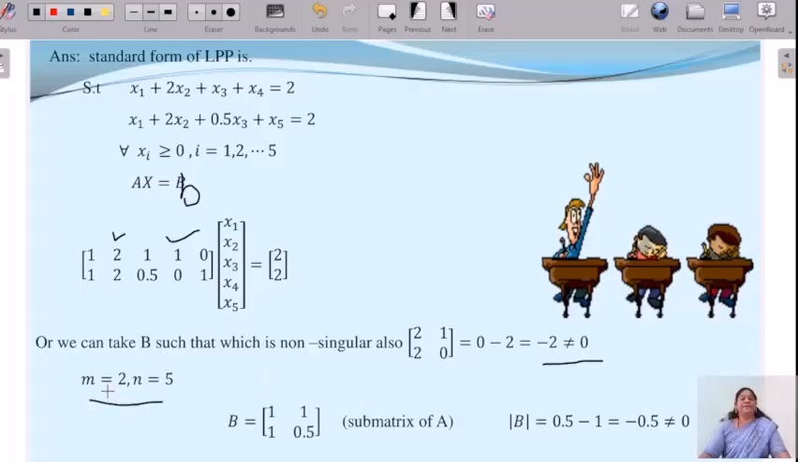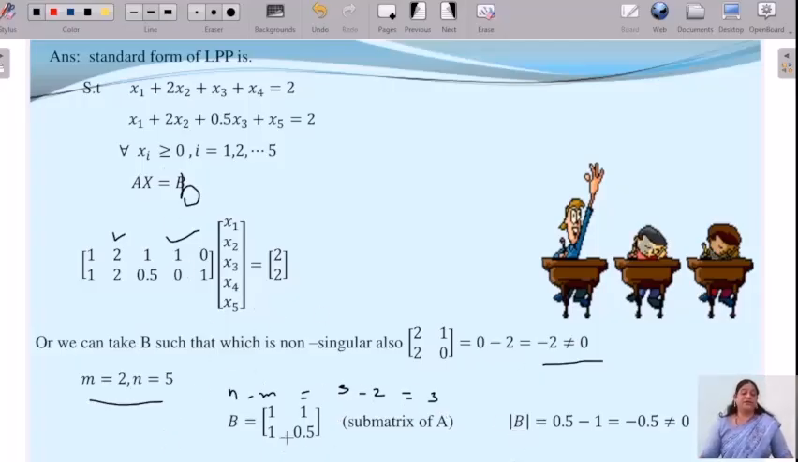Now our m is 2, n is 5, the number of unknowns is 5, and the number of constraints is 2. Therefore we set 3 variables, 5 minus 2, which is equal to 3, equal to 0. But which 3 variables? Don't consider the second and fourth. Therefore which variables do we have to set? x1, x3 and x5.